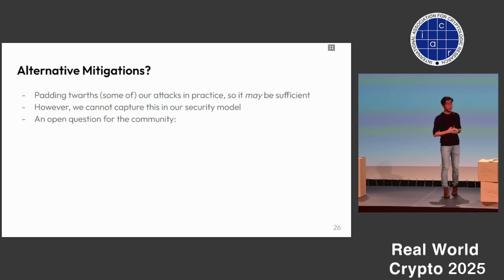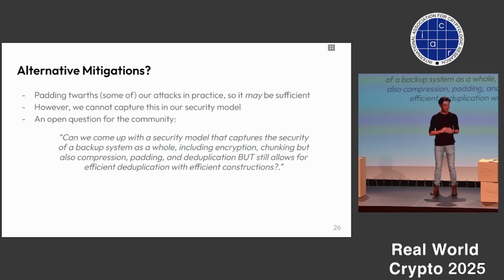So here's an open question for you all. Can we come up with a security model that captures the security of a backup system as a whole, that includes encryption, chunking, compression, padding, deduplication, but at the same time still allows for efficient deduplication with efficient construction? And what I mean by this is that it's very clear that if you do fixed size chunking, you can leak very, very little, but at the same time, as Matteo showed earlier, this is not very efficient for deduplication.